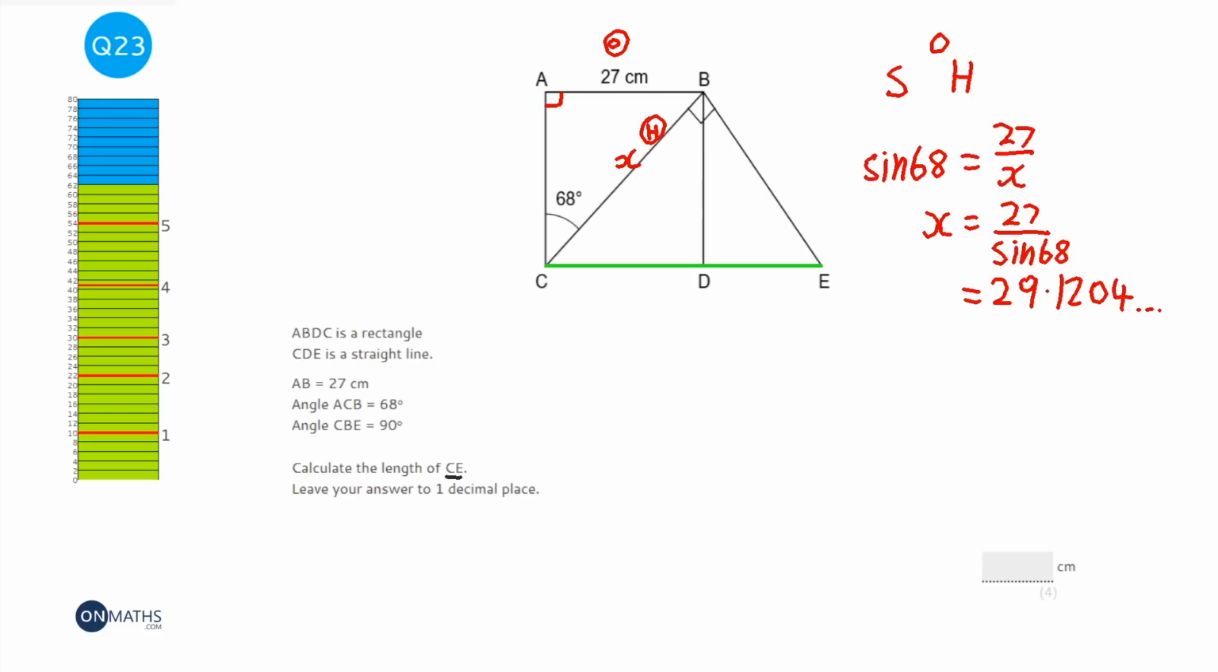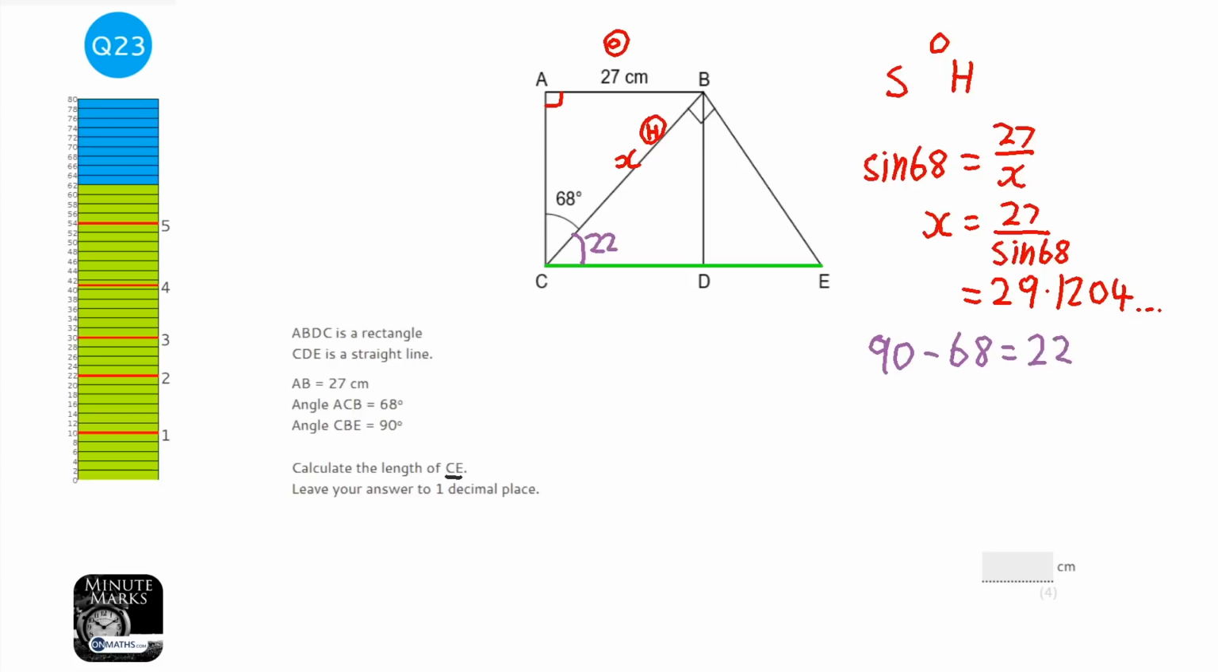So the next thing I need to do is work out CE. Now I'll need this angle here, which actually I can just take away 68 from 90, because it's a rectangle, the whole thing will be 90 degrees. So I'm just doing 90 take away 68, which is 22.